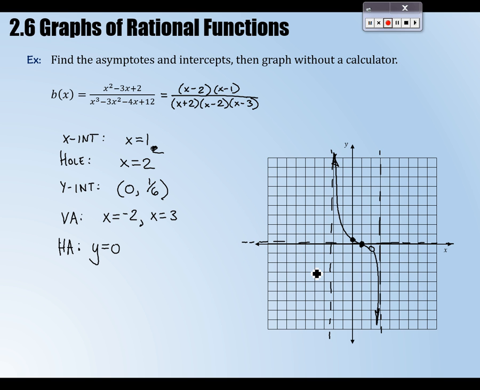Let's, for fun, plug in -3. I actually don't care what the y value is. Let's plug it into the factored form. If you plug -3 in, I just want to know: do you get something positive or negative? This will be negative, negative, negative, negative. What's a negative times a negative divided by a negative times a negative times a negative? Negative.